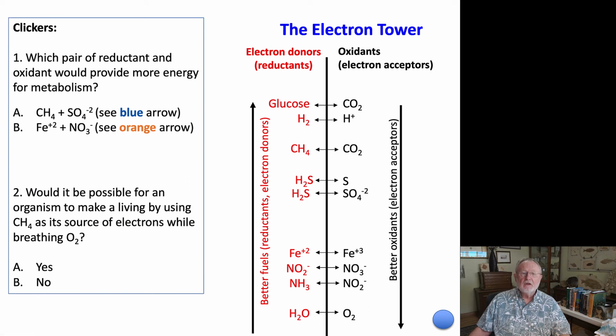Clicker question. Which pair of reductants and oxidants would provide more energy for metabolism? CH4 plus sulfate, or Fe2+ plus nitrate? This is a smaller drop, so more energy would come from A.